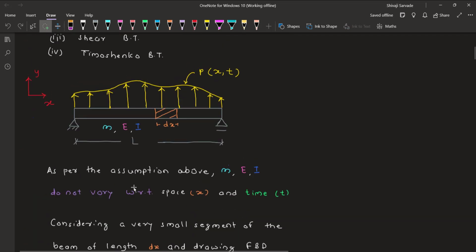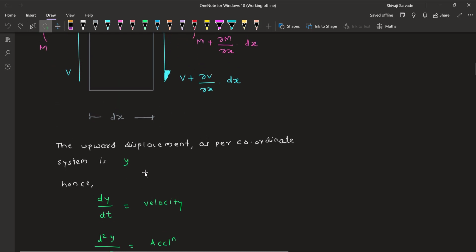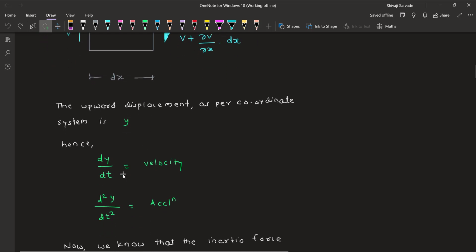Now if you see the coordinate system that we are following, we have upward displacement as y. Now if we take the first derivative of y, the displacement, we get velocity. So dy/dt is nothing but velocity, and then the second differentiation of displacement y with respect to time. So these differentiations are not with respect to space, these differentiations are with respect to time. So d²y/dt² is nothing but the acceleration.